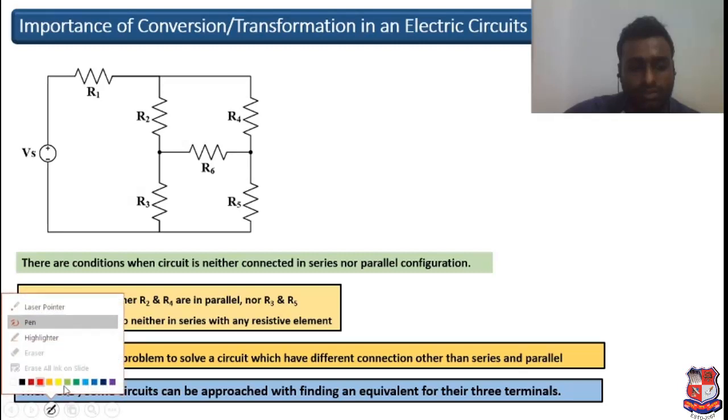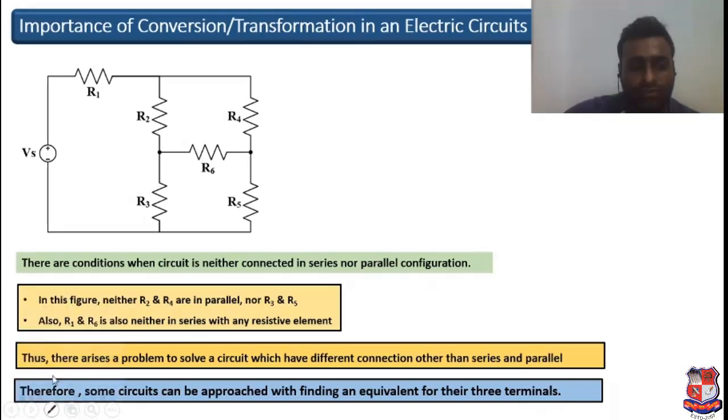The intention is that instead of finding the equivalent of two elements, when we have two terminals, we find the equivalent across the two terminals. If it is in parallel, we find the equivalent across these two terminals. Instead of that, here, as this is not possible because they are not in series or parallel, we will go for finding the equivalent across three terminals. When we find the equivalent of three terminals, I hope we will get the desired conclusions.